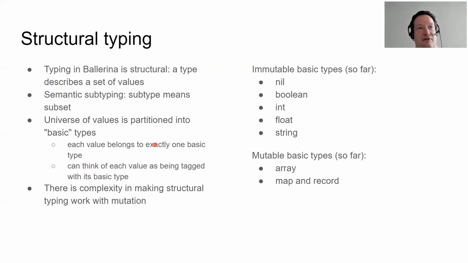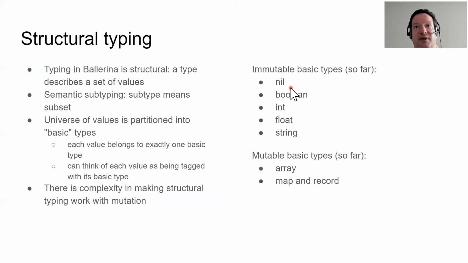If you think of our universe of all the possible values, we divide them into what we call basic types. So nil and true and false are different values. Nil is a distinct value from true, true is a distinct value from false, and true is a distinct value from 1 or 0. And integer 1 is a different value from float 1. So every value belongs to exactly one basic type. You can think of the value as being tagged with its type.